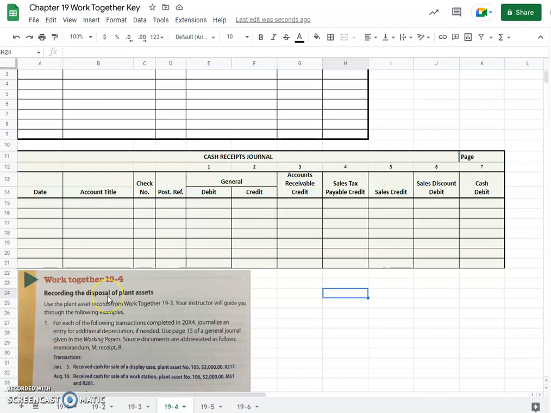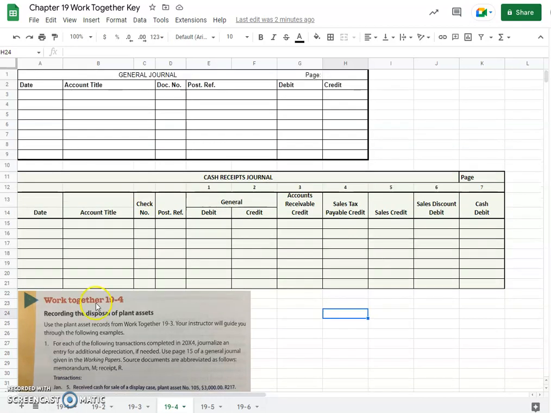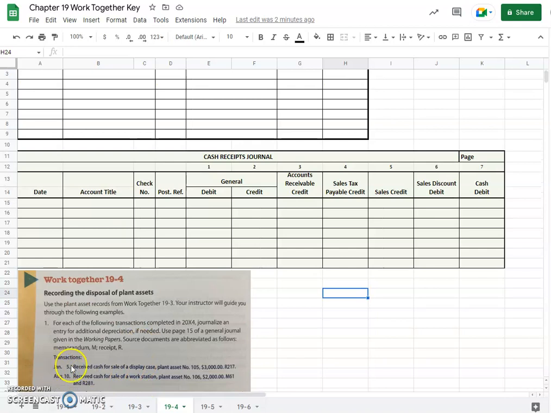Our first transaction is on January 5th, received cash for the sale of a display case. Since this is January 5th, right at the beginning of the year, we are not going to need to journalize an entry for additional depreciation. So as far as part 1 goes, we'll skip this entry. However, August 10th, we will have been through a good chunk of the year, right? 7 months of the year already. So we will need to journalize our additional depreciation on this one.